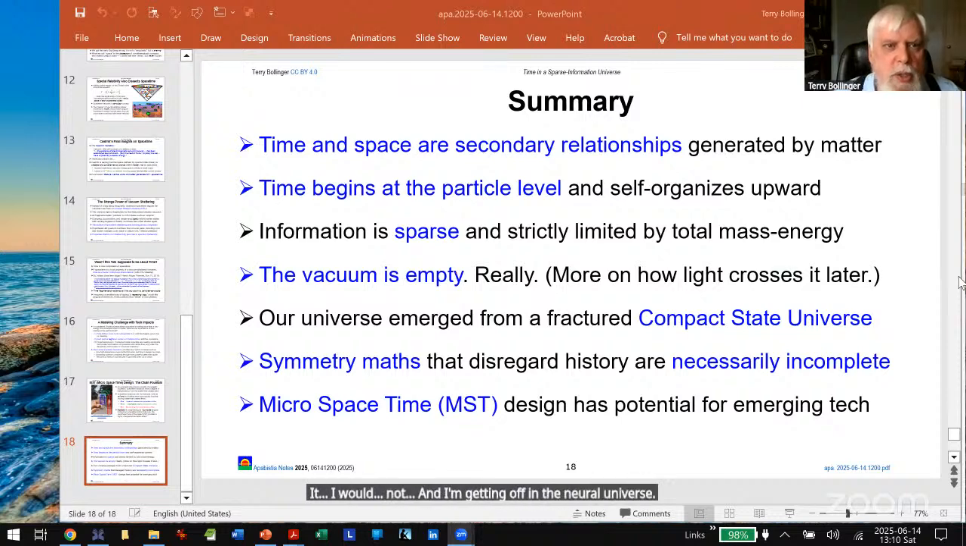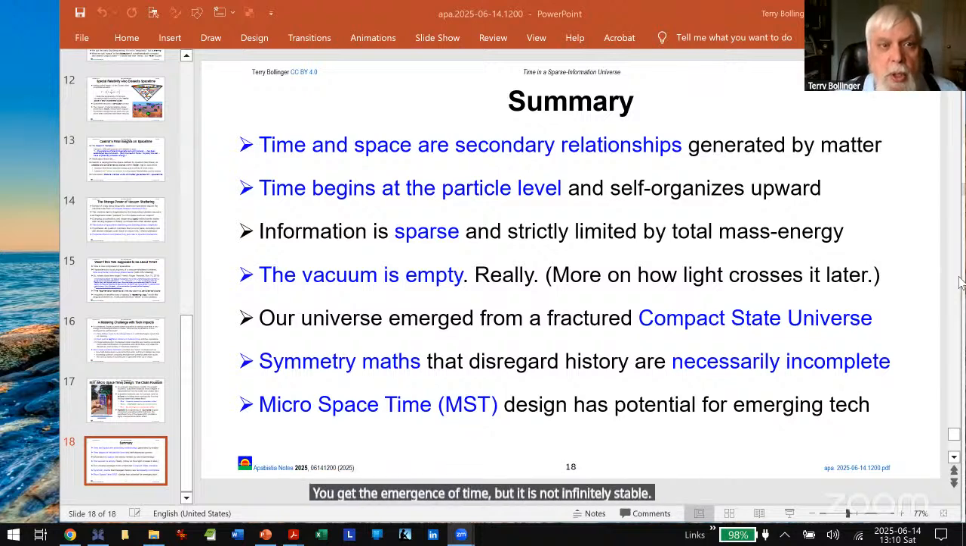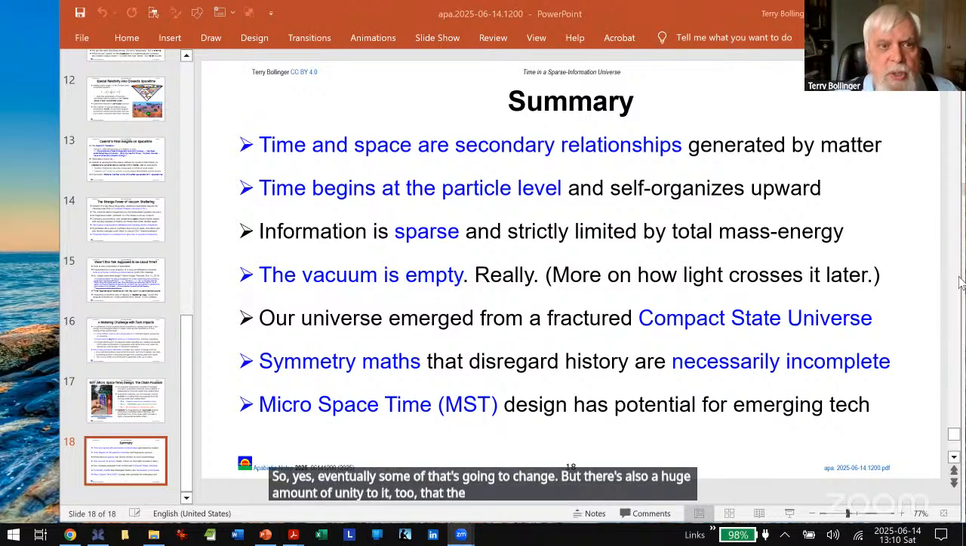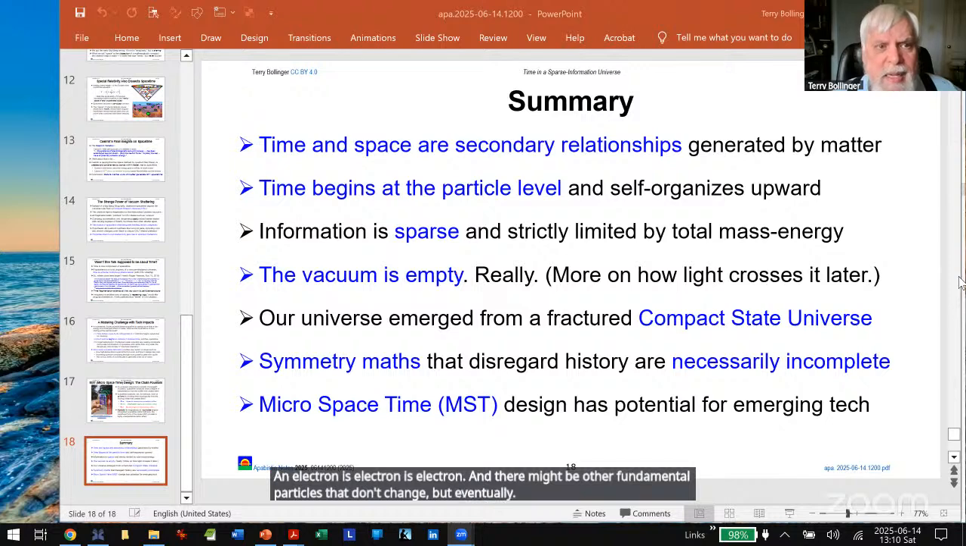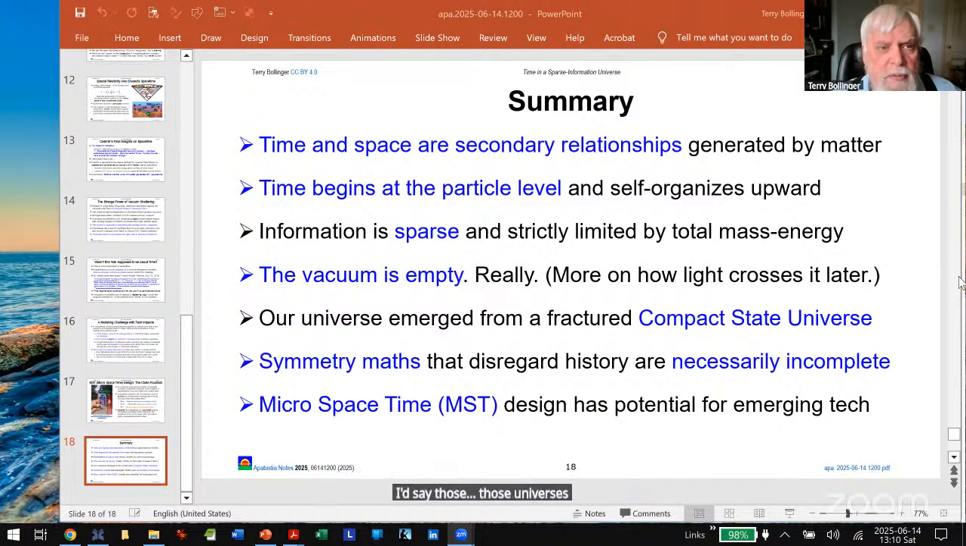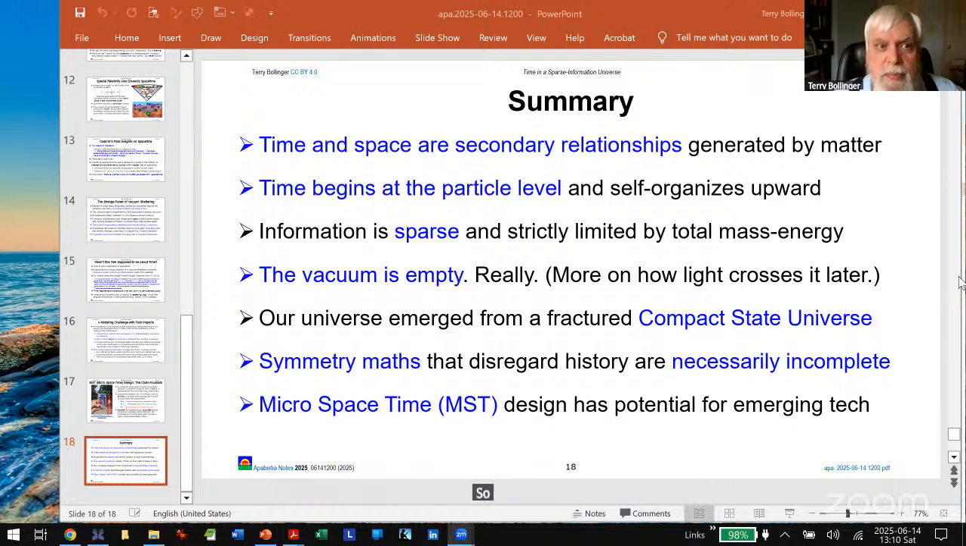You need a consolidation. When you get the consolidation, you get the emergence of time, but it is not infinitely stable. So yes, eventually some of that's going to change, but there's also a huge amount of unity to it too, in that the change is extremely slow. An electron is an electron is an electron. And there might be other fundamental particles that don't change, but eventually I'd say those universes are going to loop back on themselves. And at that point, you're going to get a lot of change. It's going to have some kind of annihilation that changes many of the properties we think of. So very stable, but not infinitely so.